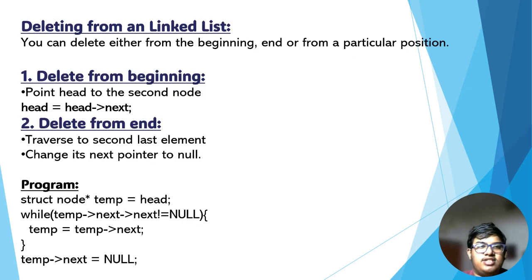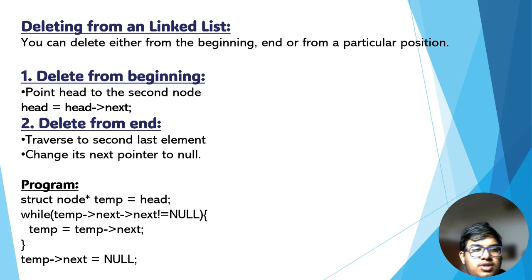Now let's see deleting from a linked list. Like how inserting happens, you can delete from the beginning, the end, or from a particular position. Deleting takes place differently in a linked list. We have a reference. You can keep one reference, and if you delete this reference, it is going to delete everything. You'll understand. Let's see.